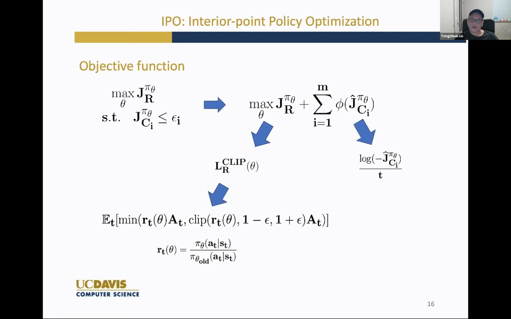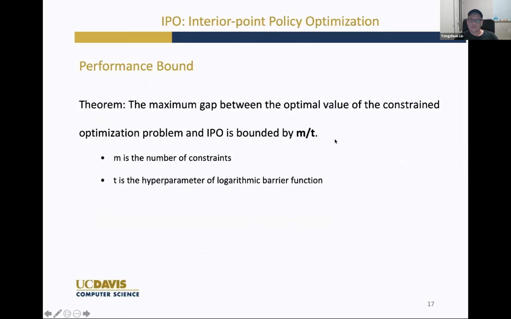Compared to the Lagrangian relaxation method, this t can be a fixed hyperparameter, and we do not have to change it over time. Also, in practice, we developed an adaptive version where t can change over time, which is much less sensitive to the hyperparameter. We can also show that the maximum gap between the optimal value of the constrained optimization problem and that of IPO is bounded by m over t, where m is the number of constraints and t is the hyperparameter of the log barrier function, as we showed earlier.